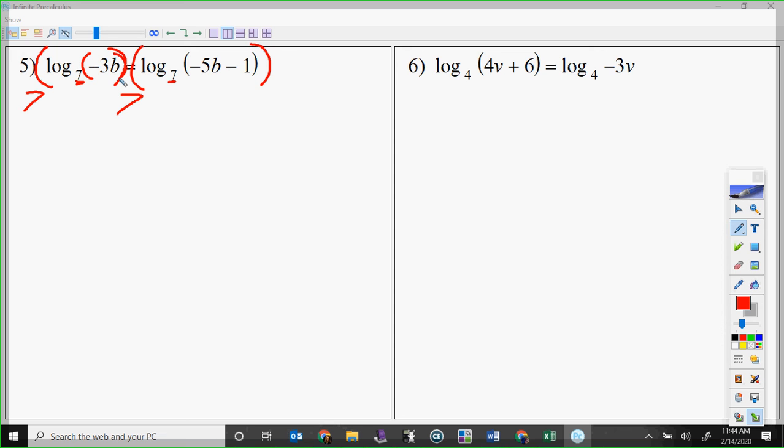Okay, but that sometimes confuses people, so the easier way of thinking about it is if I have log equals log, the bases are the same, cancel my logs out, and I get negative 3b equals negative 5b minus 1. Add 5b to both sides.